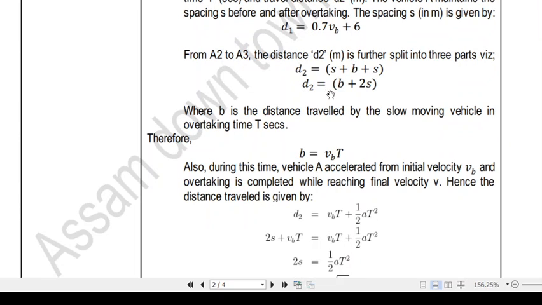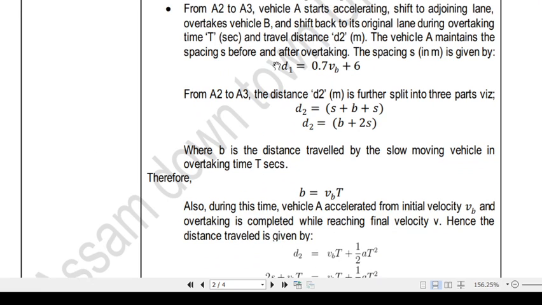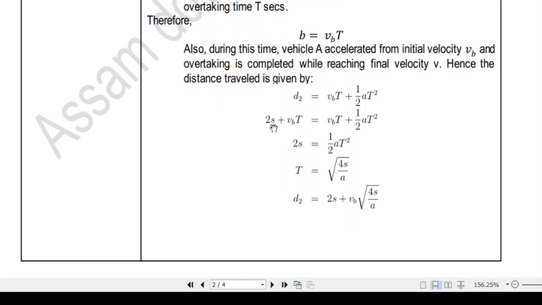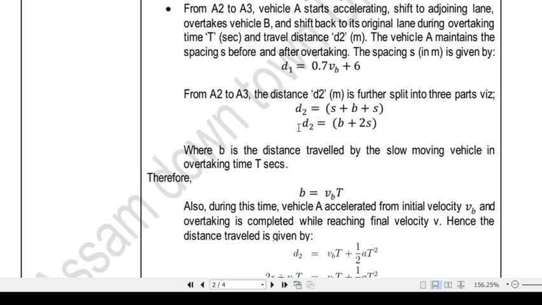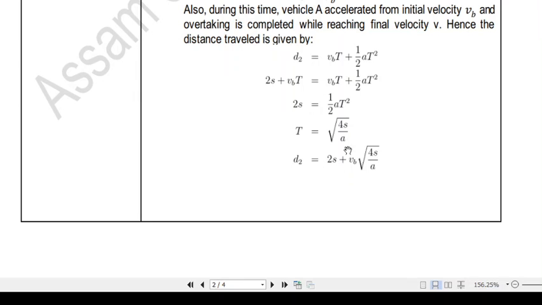So in the initial case we found that D2 equals b plus 2s, and you know the formula for s. So 2s plus VB T equals VB T plus half a T square, or you get 2s equal to half a T square. From this you get the value of T. You put the value of T in this equation, so your D2 equals 2s plus VB root over 4s by a. So this is the next portion.